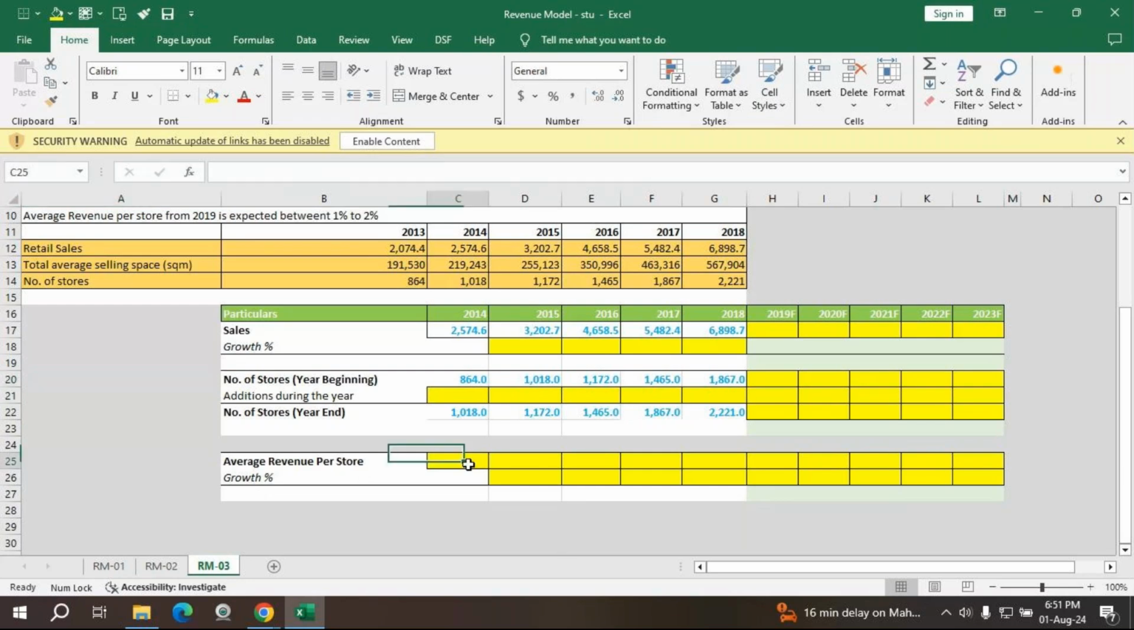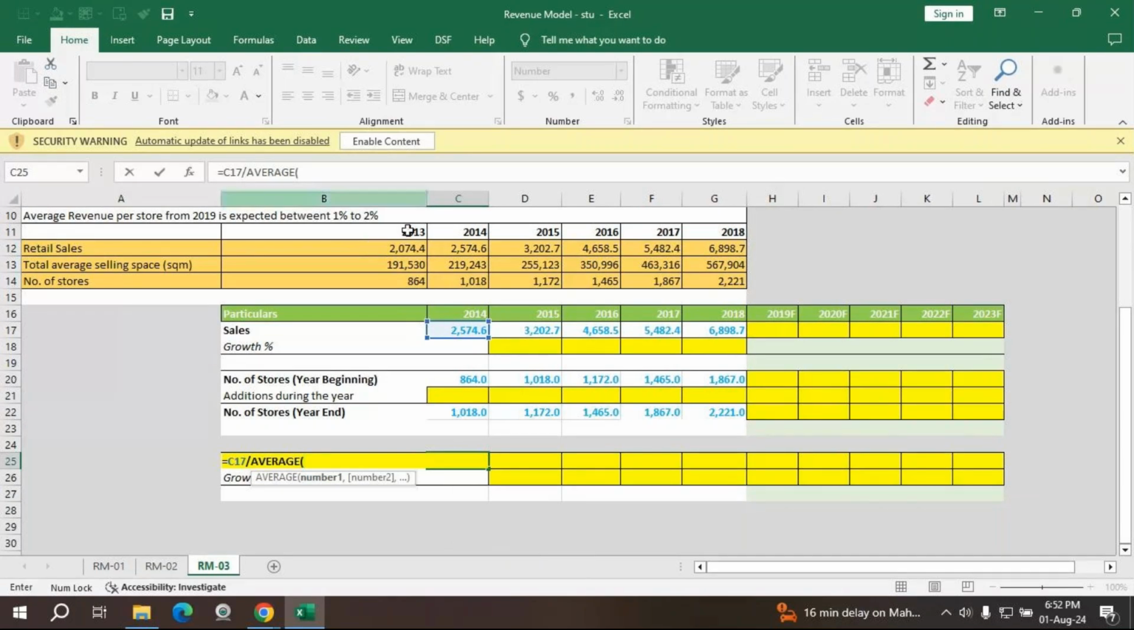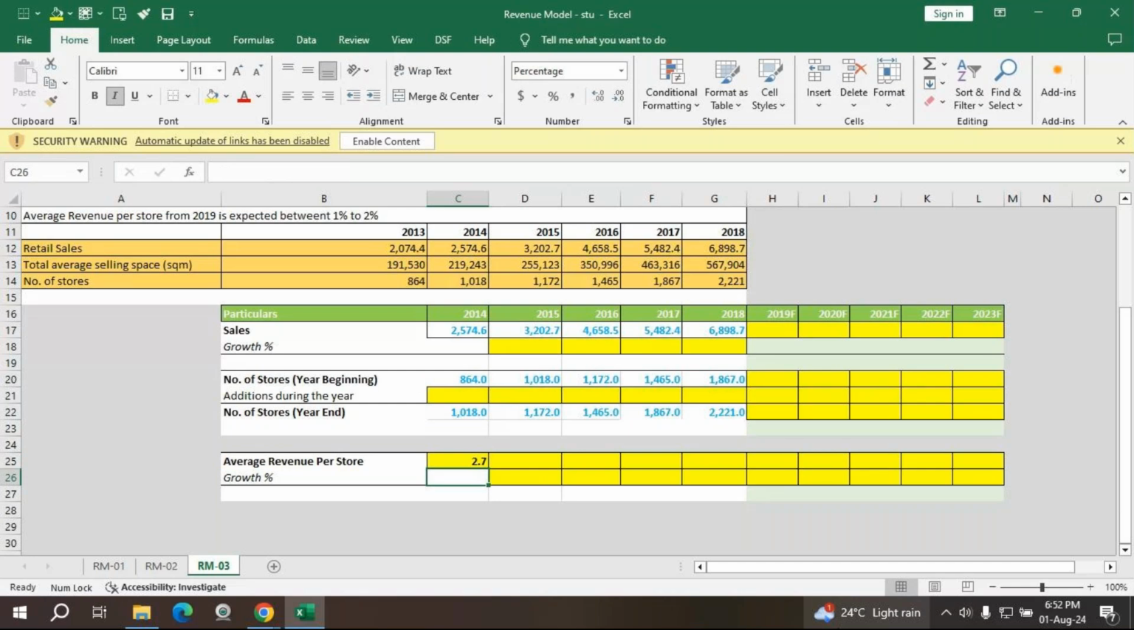Let's start from here. In this situation you have to start calculating from behind. Equals the first year's sales divided by the average of C20 comma C22. Along with the sales that have happened, I want the average number of stores between the year beginning and the year end. So in the ratio of 2.7 it has started. Here I'll drag it till this.